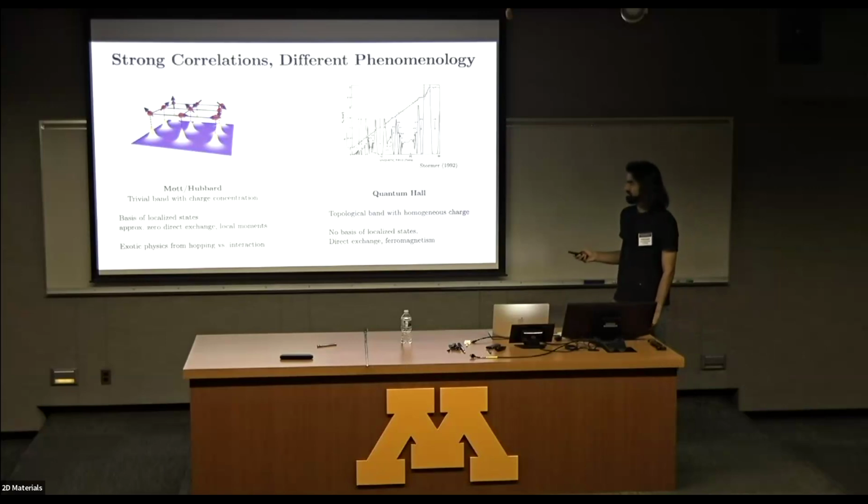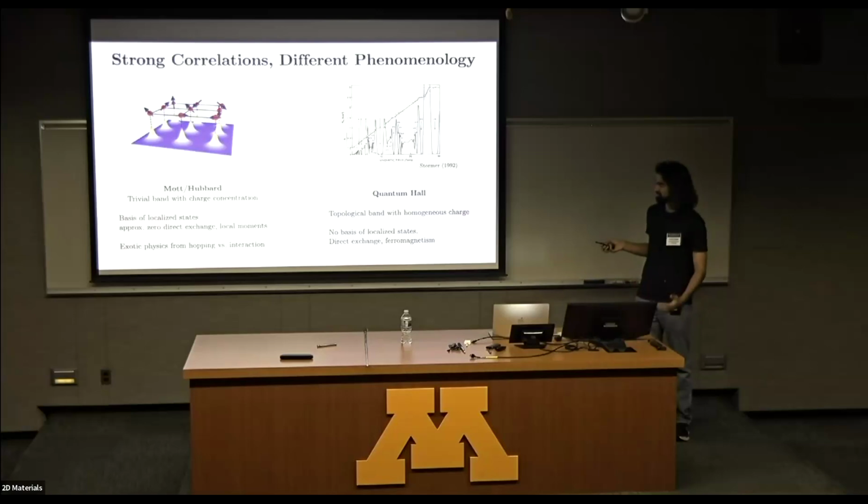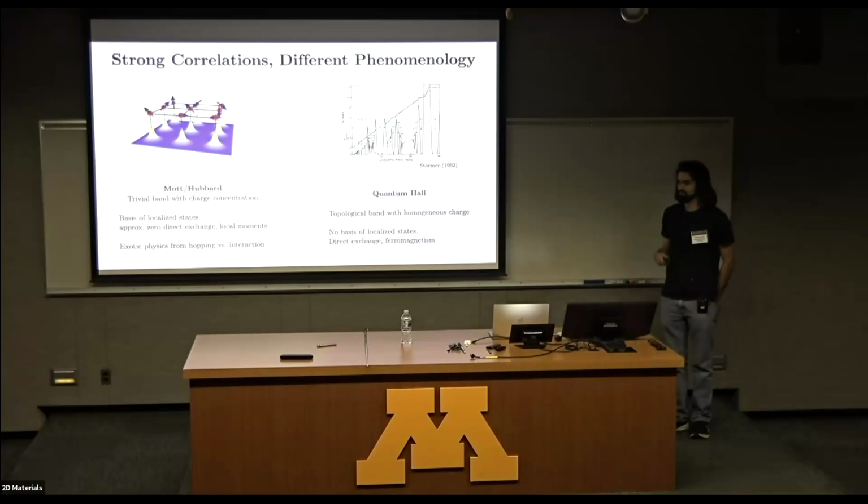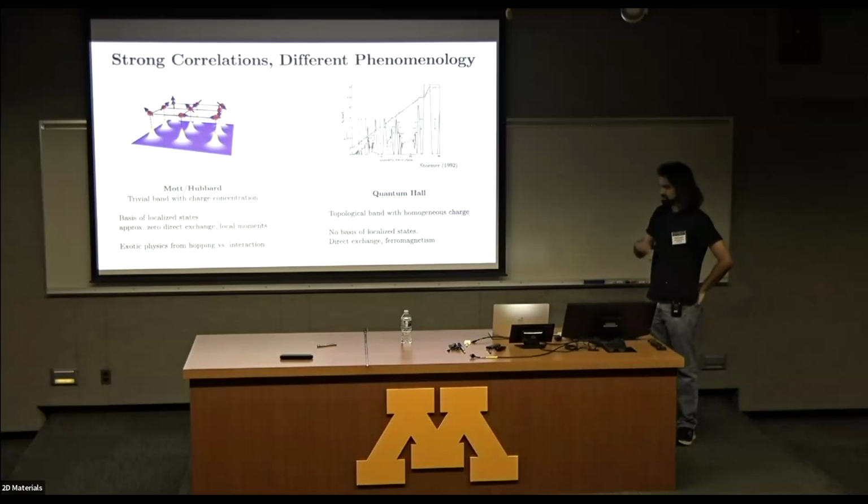And then a lot of the famous physics that's believed to be associated with high temperature superconductivity and so forth comes from doping these systems or coupling them to dispersive electrons. And I want to contrast that with another area of strongly correlated physics, which is quantum Hall physics. And here there are a lot of differences. The band is topological, so there's no way to write down a basis of localized states. And also the charge density is homogeneous. So instead of having peaks at every lattice site, charge is totally smeared out.